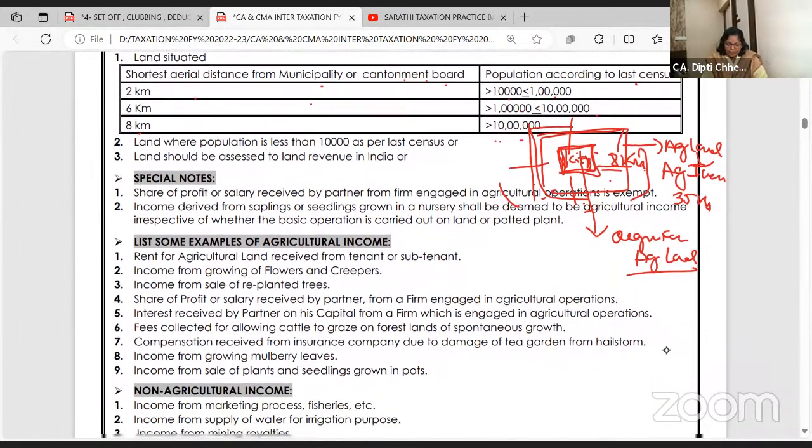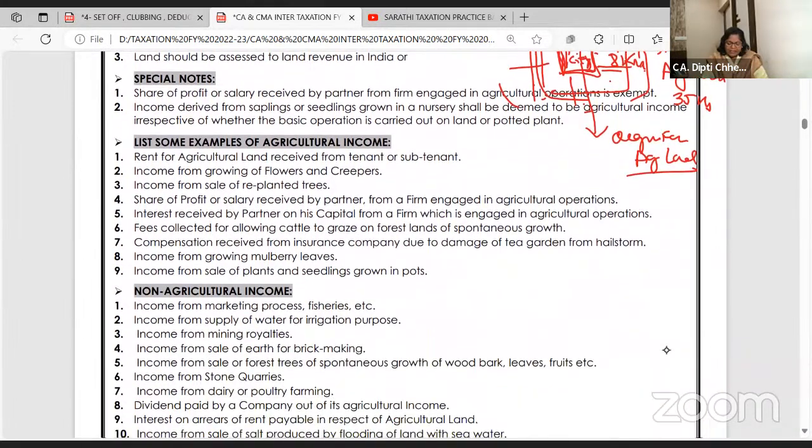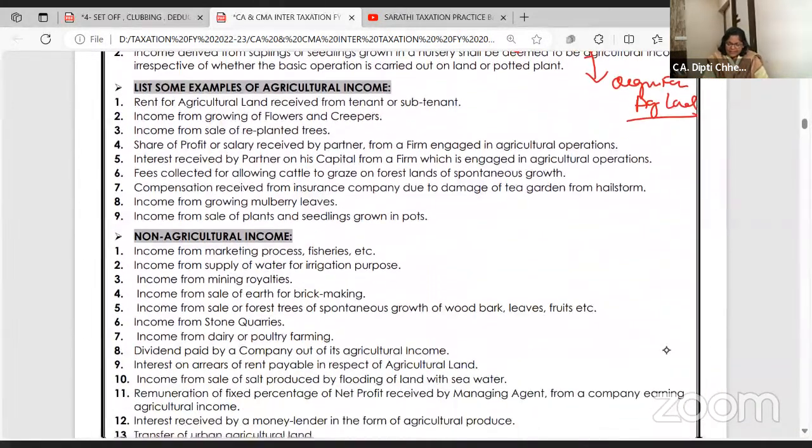Next, what is the kind of agricultural income? Let us see. These examples are asked in true and false and MCQs. In this chapter you have to do only two things: identify what is agricultural and what is not for your MCQs, and then we will solve one question by the step method. Rent from agricultural land received from a tenant or subtenant is exempt. Income from growing of flowers and creepers.